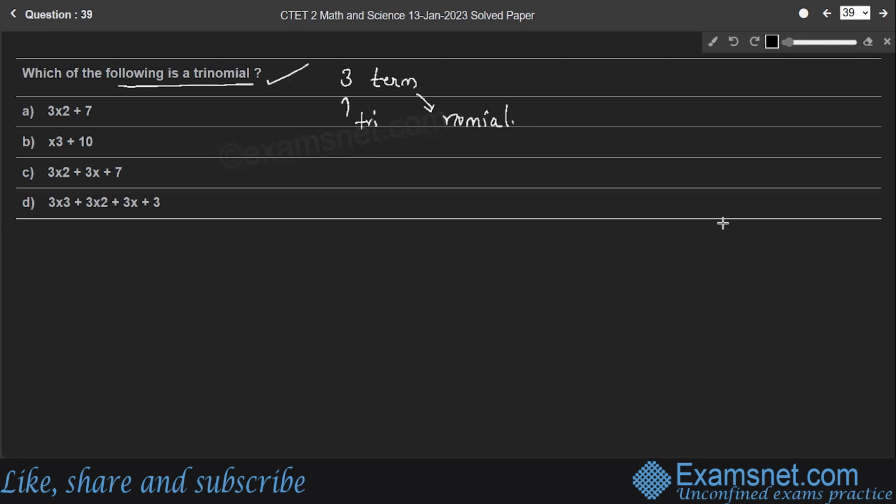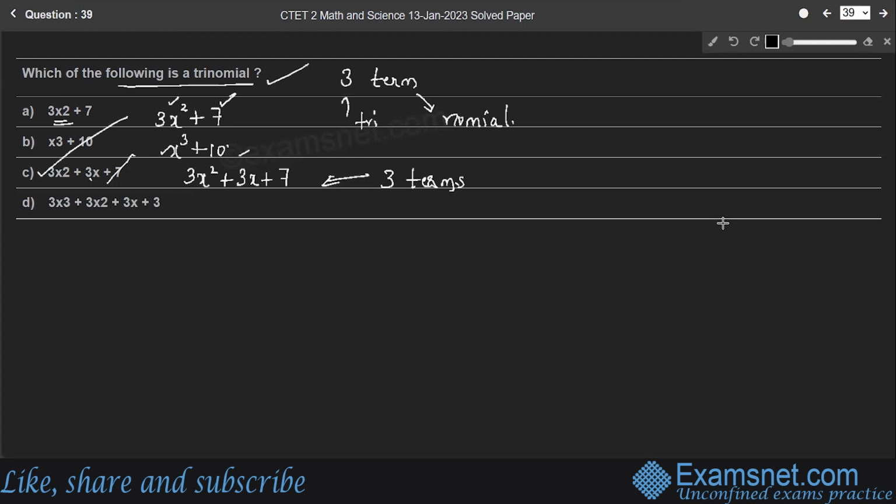Therefore, among the four options, the first option is 3x square plus 7, and the second one is x cube plus 10. Both options have two terms. One is 3x square and another term is 7 in the first option, whereas in the second option, the first term is x cube and the second term is 10. In the third option, we have 3x square plus 3x plus 7. We have three terms in the third option. Therefore, the third expression is a trinomial expression, 3x square plus 3x plus 7. Hence, option C is the right answer.